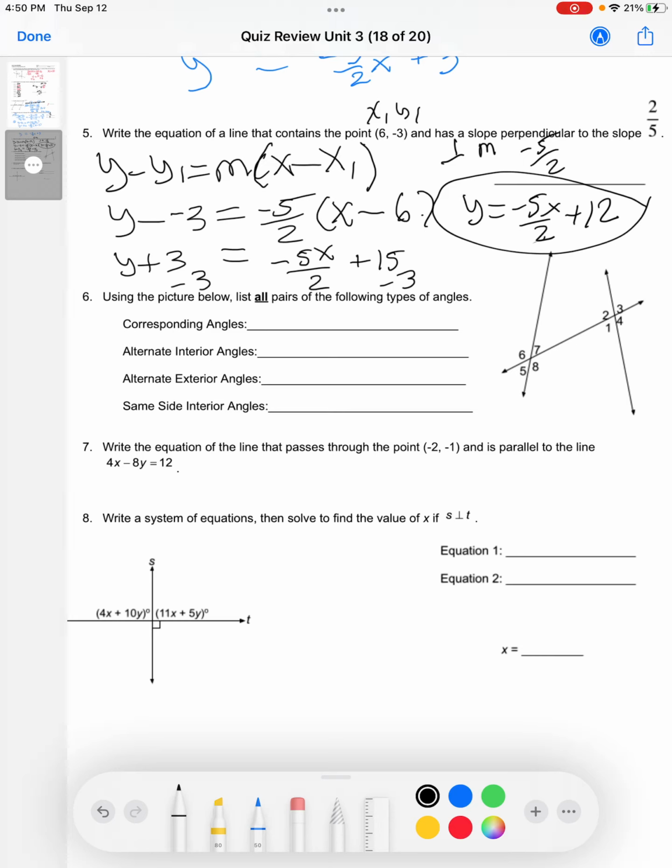Okay, it says list all the pairs of the following types of angles. Corresponding angles are like 6 and 2, 8 and 4. Actually, I probably should list it not as an ordered pair, but as 6 and 2, 8 and 4, 7 and 3. And then, what am I missing? 5 and 1.